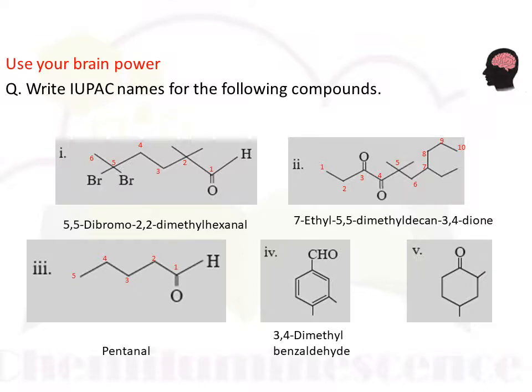Next compound is a cyclic ketone. In this, the carbonyl carbon has number 1. Next carbon is carbon 2. Next is 3, and this one is 4. That means at the second and fourth carbon, methyl groups are present, which are the substituents, and the substituents are similar. Hence we use the word dimethyl, including their locants. Hence it is 2,4-dimethyl. The ring is 6-membered. Hence we use the word cyclohex, and replace the E of hexane by ONE. Hence the name of this compound is 2,4-dimethyl cyclohexanone.